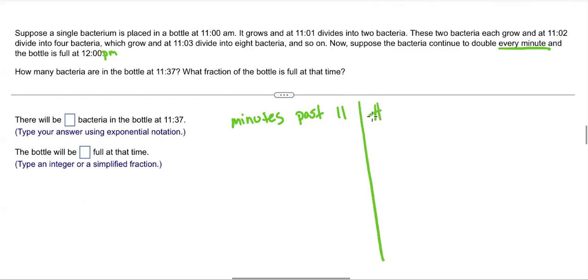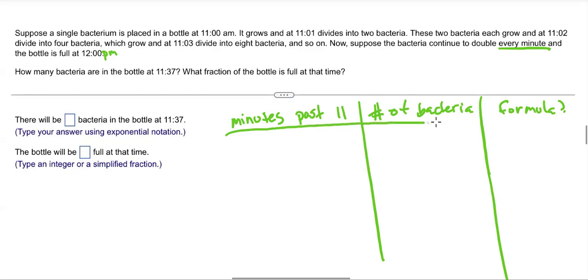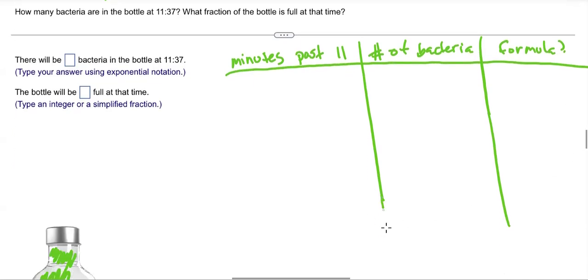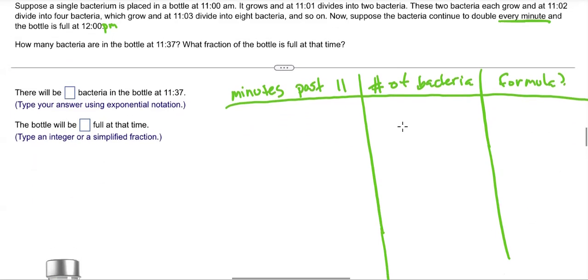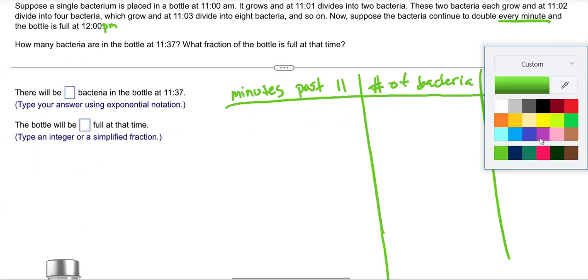So minutes past 11 o'clock, and I'm going to do number of bacteria. And my third column is going to be to test out a formula. Because we are doing doubling time, there is a pattern, we should be able to find a formula that we can use.